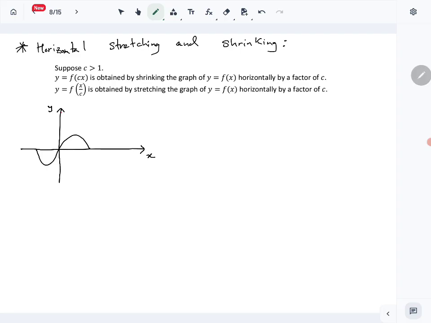So this one, right? So this is the curve given to us, the shape we know of. First one I want to do is, again c is greater than 1, remember that. I want to draw f of cx. So now c is inside, which means x values will change, y values don't change. Okay, right, y values don't change.